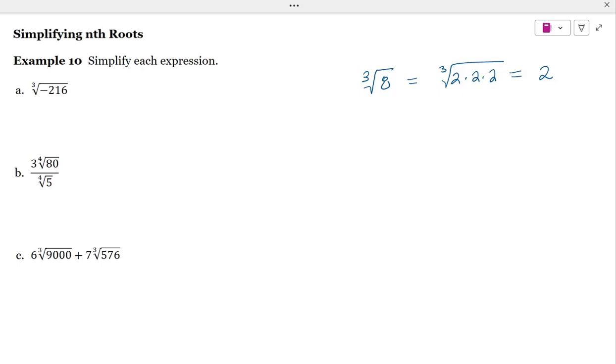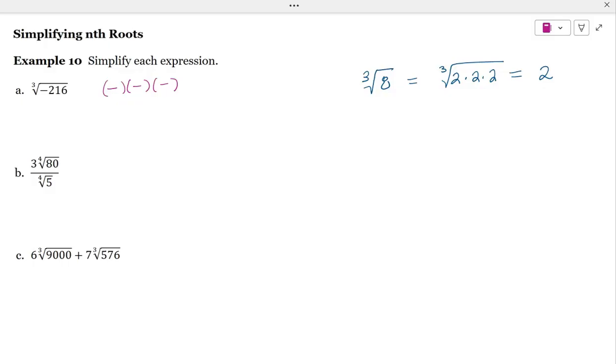So looking at example A, I see that I've got a negative sign. Whenever we have an odd number as the index, we can actually have negative numbers underneath the radical, because I know that if I have 3 negative numbers that are multiplied together, overall that'll give me a negative number. For now, we can't have negative numbers if they're in a radical that has an even number, like a 2 or a 4, but it's okay for us to have that with odd numbered indices.